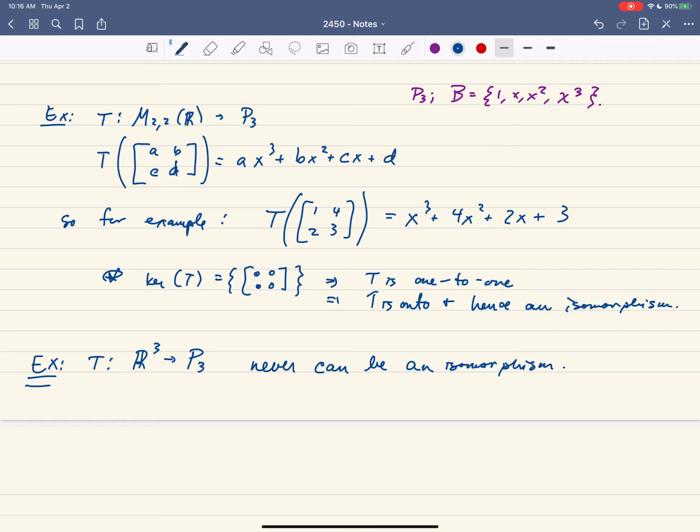You can never have an isomorphism between two vector spaces with different dimensions. R3 is a 3-dimensional vector space. P3 is a 4-dimensional vector space, because it has 4 basis vectors. So that means that this can never be a vector isomorphism.